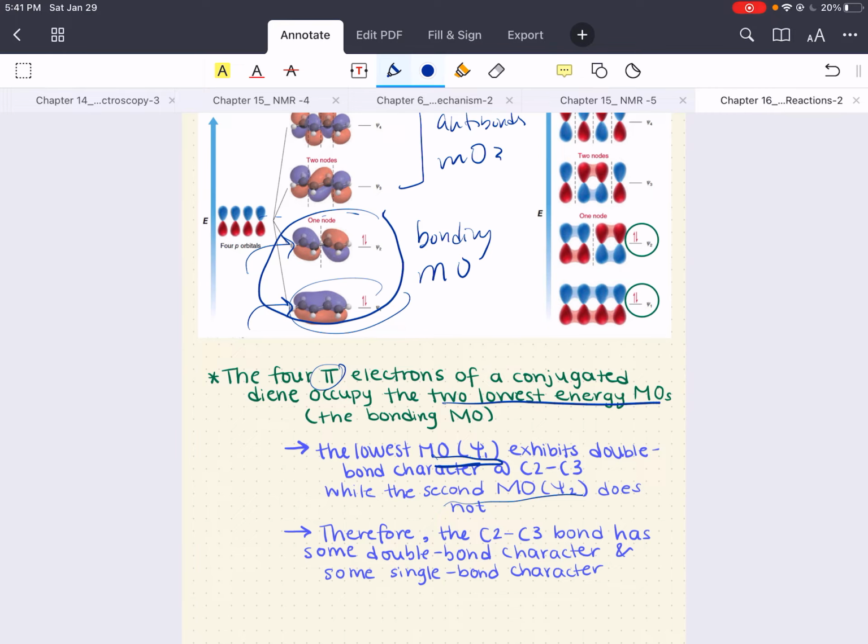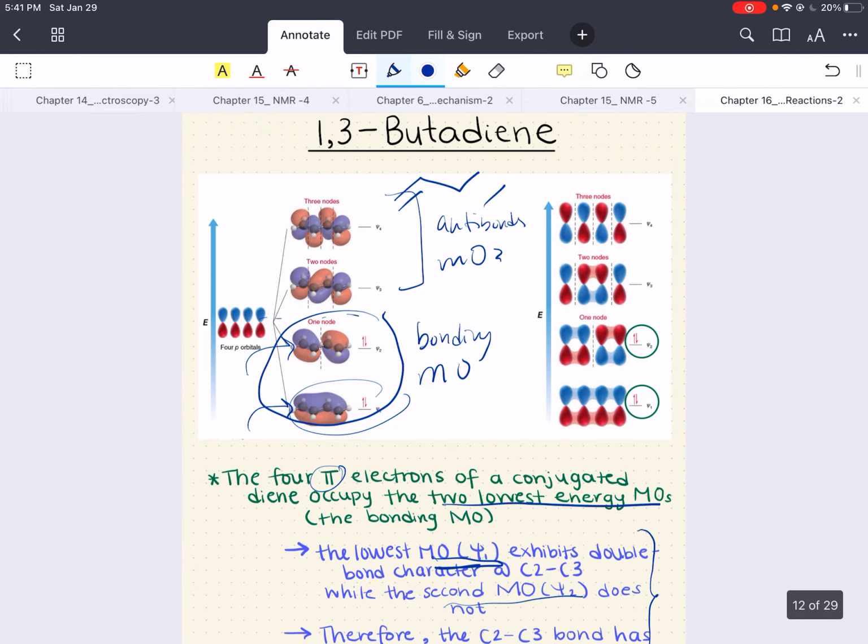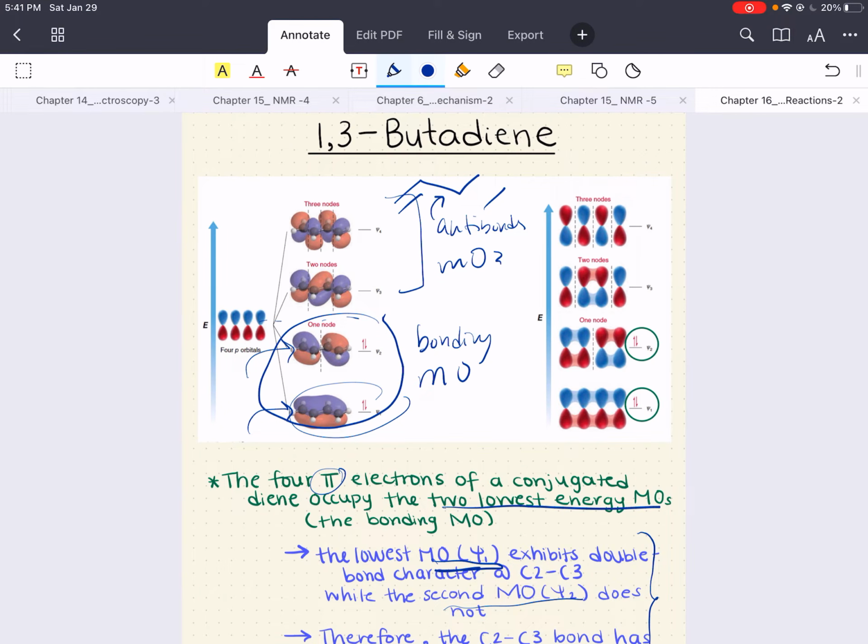And it's a mix of these 2 facts that explains why the sigma bond between the 2 double bonds is actually shorter than a normal single bond.